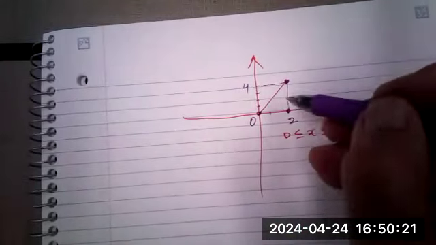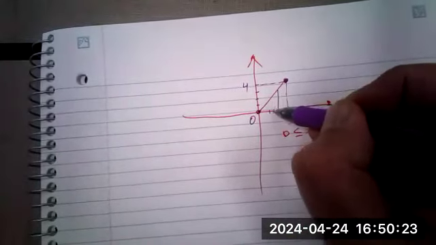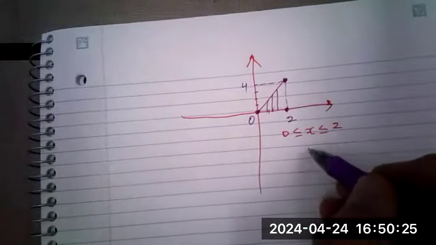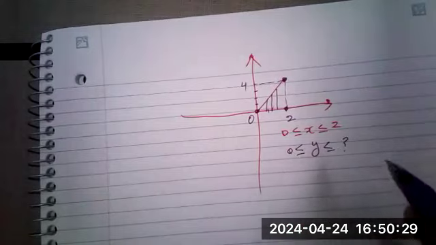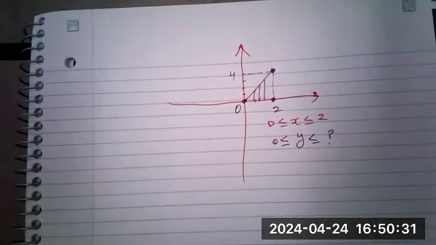Then to get the y, you go up and down. You see up, down, up, down, up, down. So y is going to be greater than or equal to 0. You have to find the other parts. And to find the other part is not difficult.